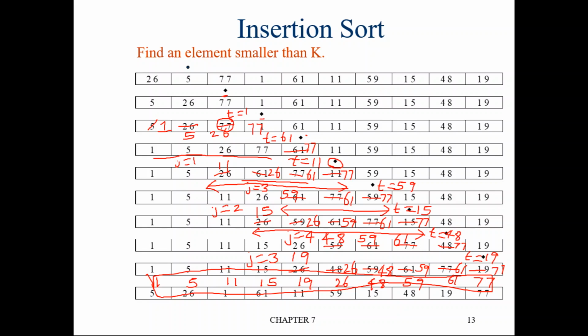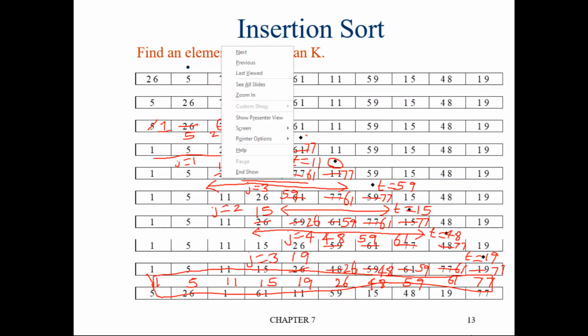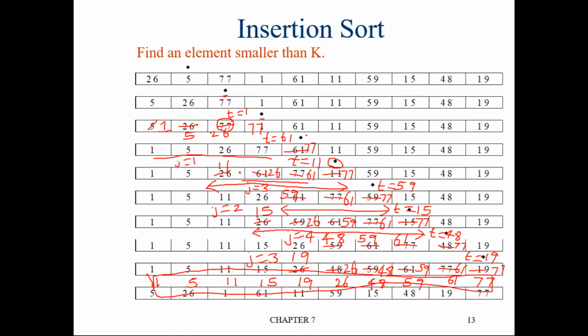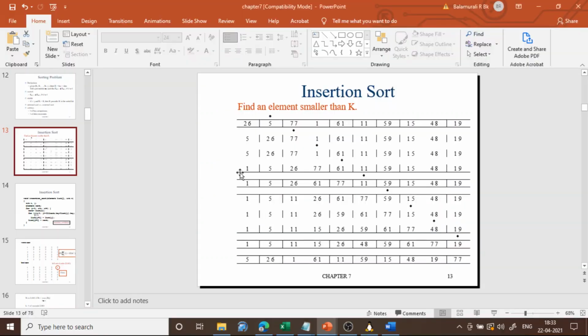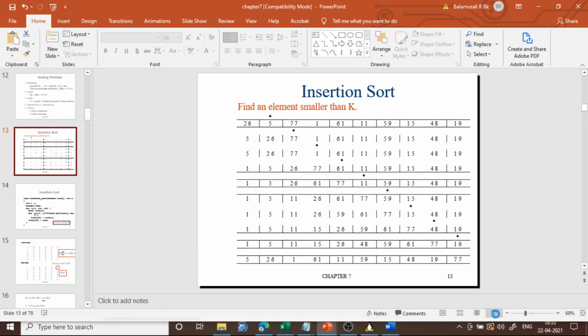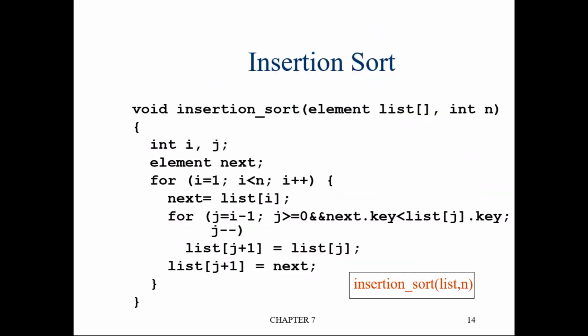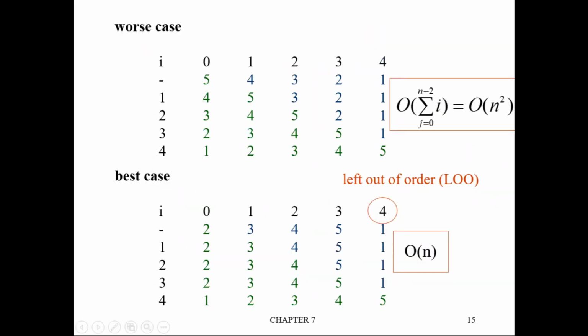Okay. So if you see the complexity of insertion sort, the worst case time complexity of insertion sort is order of n square. The best case is order of n. Okay. Best case means it is already sorted. In that case, it is order of n. Then also you have to make n comparisons.